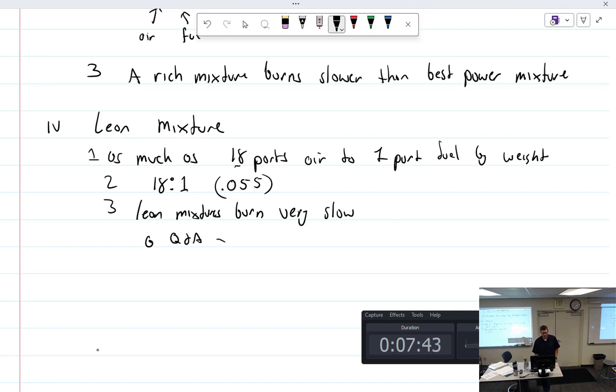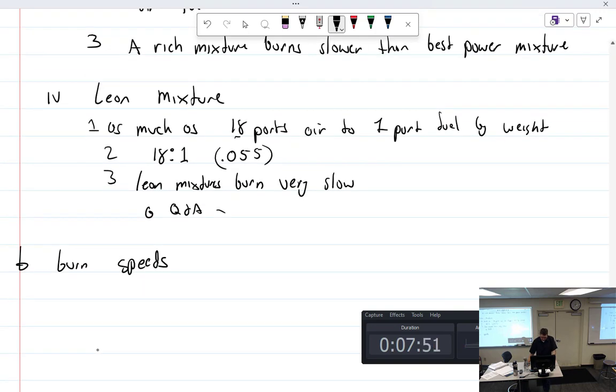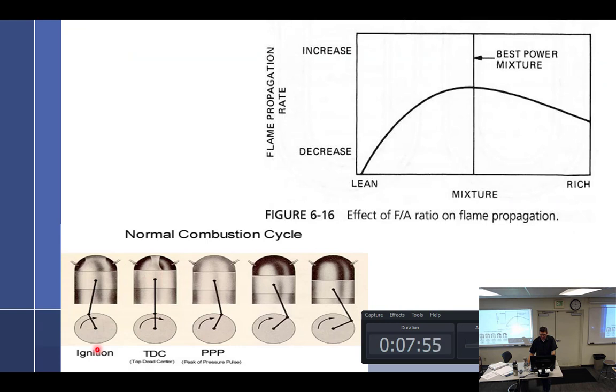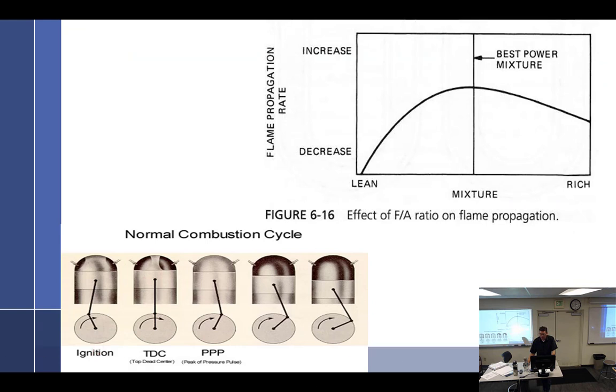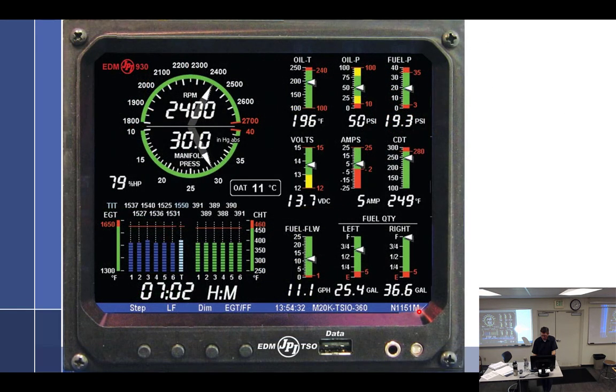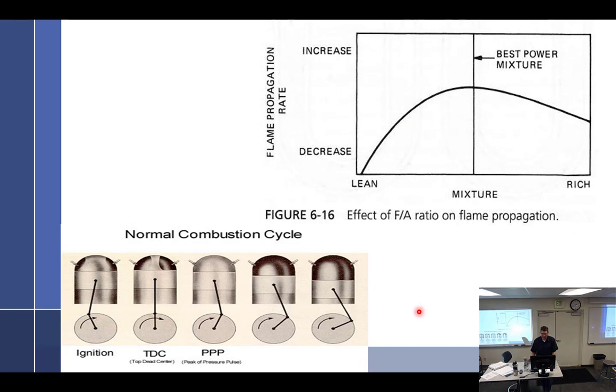So we're going to talk about burn speeds and why this is important. Let me see. Maybe this slide. Flame propagation rate. Yes, this will be it. All right. Burn speeds shows that both rich and lean burn.